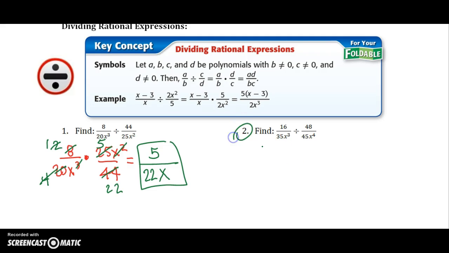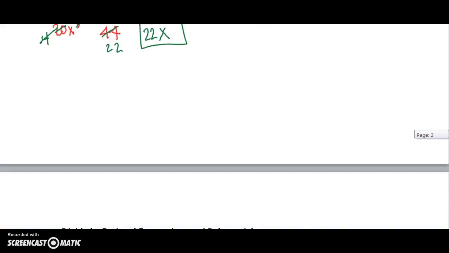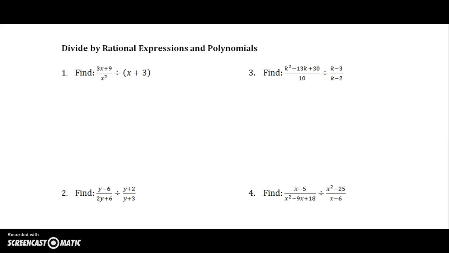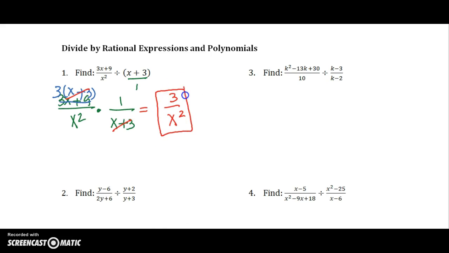And I'm going to leave number 2 for you to do and flip over to the next page where we get into polynomials. So 3x plus 9 over x squared. This is understood over 1, so when I flip that, it's 1 over x plus 3. Now, we should have factored the 3 out. That's x plus 3. Change that to x plus 3, and now we're ready to simplify. The x plus 3's cancel, and I'm left with 3 over x squared as my final answer.